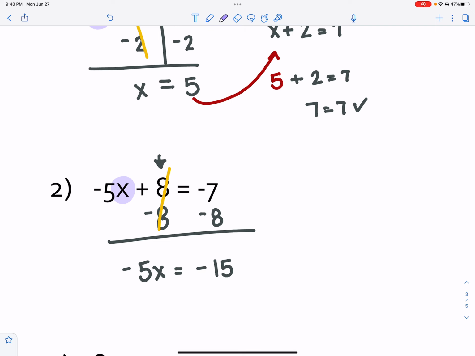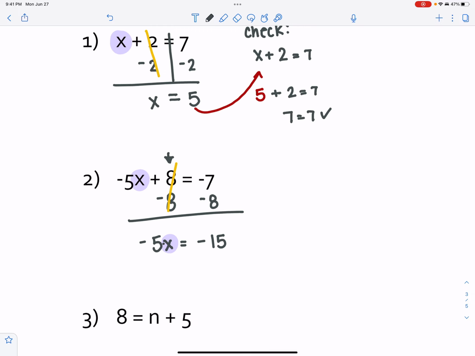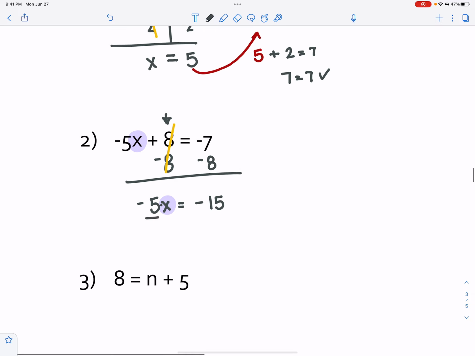Second step says I'm still trying to get x by itself. Well, now I have negative 5 times x. If you don't see an operation, that's implied multiplication. So negative 5 times x. So to undo times, I'm going to divide both sides by negative 5. Those 5's will cancel because that's really just 1x, and I don't need to write the 1. And so then I'm left with x equals negative 15 divided by negative 5, which is going to give me positive 3.